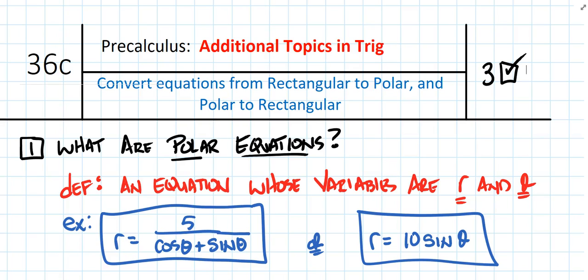Welcome to Precalculus Concept 26C. Additional topics in trigonometry. We're going to learn how to convert equations from rectangular to polar and then vice versa, from polar to rectangular. So we have three boxes to talk about, and here is box number one.